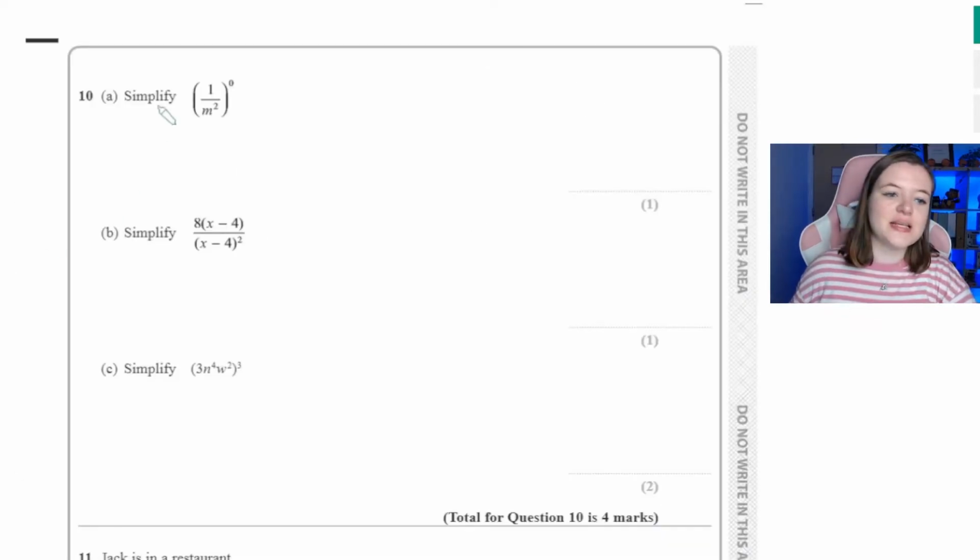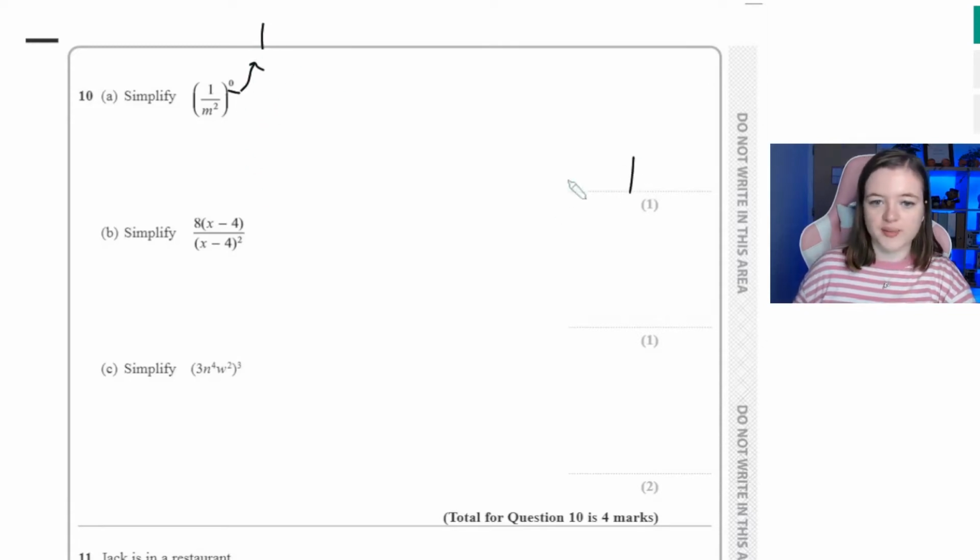Question 10. Simplify 1 over m squared to the power of 0. So this is its own indices rule. So anything to the power of 0 is always 1. So the answer to this, no matter what is in this bracket, is always going to be 1, because anything to the power of 0 is always 1.